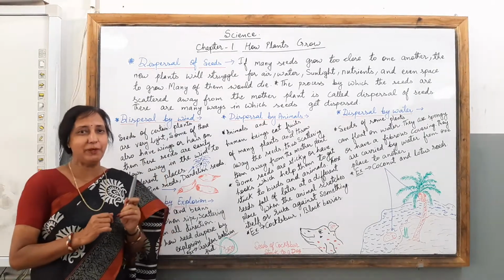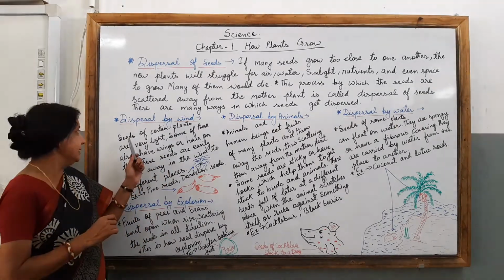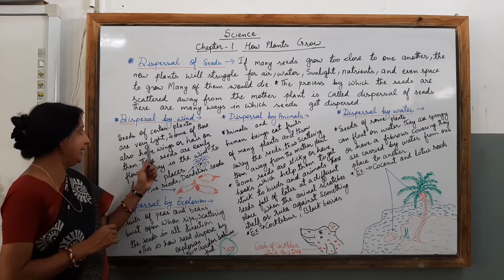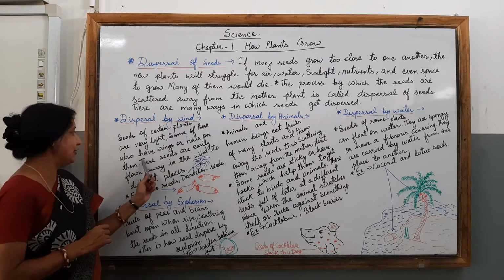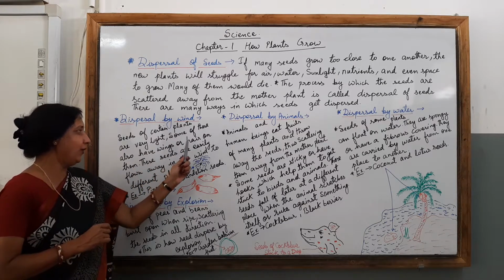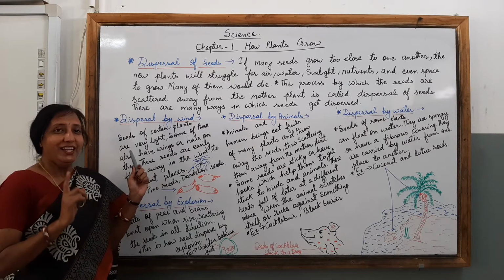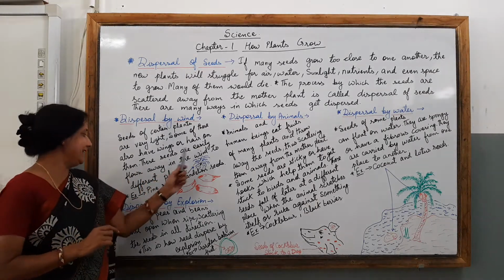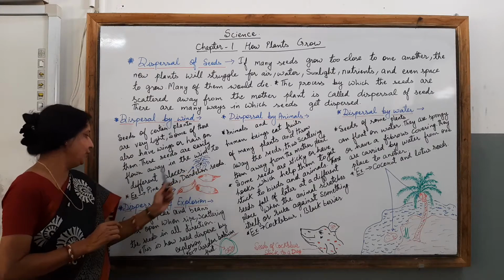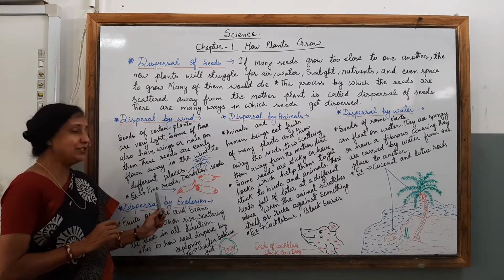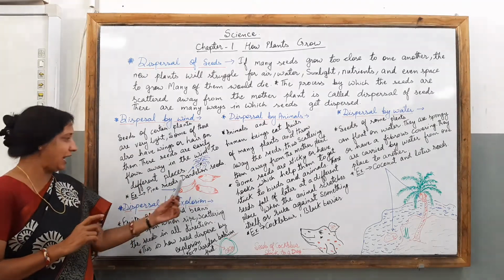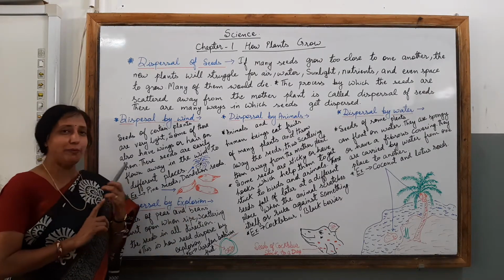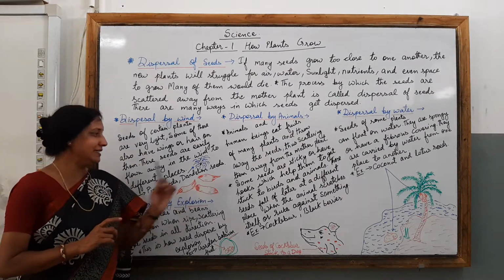And how does it take place children? Let's try to understand. Seeds of certain plants are very light and some of these also have wings or hair on them. And children, these seeds are easily flown away in the wind to different places. As you can see, the examples are being drawn on the board. Those are the pine seeds and the dandelion seeds.